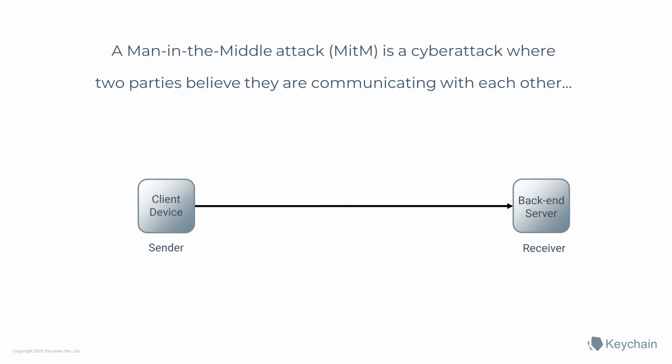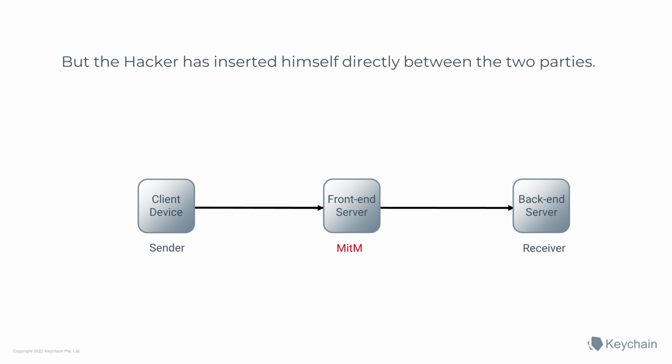A man-in-the-middle attack is a cyber attack scenario where two parties believe that they are communicating directly with each other. But in fact, there is another entity in between, which we call the man-in-the-middle, or the front-end server, which is actually intercepting messages sent from the client before those messages are sent to the back-end.